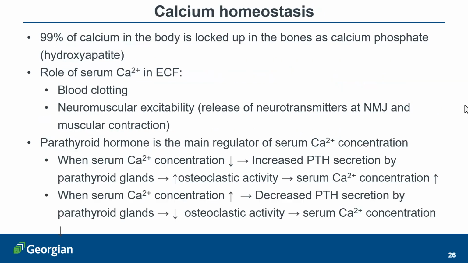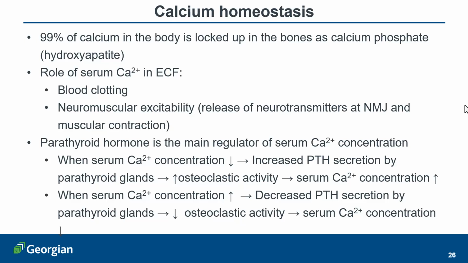In terms of calcium homeostasis, 99% of the calcium in our body is locked up inside our bones as calcium phosphate or hydroxyapatite. What role does serum calcium play in terms of blood clotting, as well as in terms of neuromuscular excitability? The role of serum calcium is very important. Parathyroid hormone, or PTH, is the main regulator of serum calcium concentration. When serum calcium concentration decreases, there is increased secretion of parathyroid hormone by the parathyroid glands.